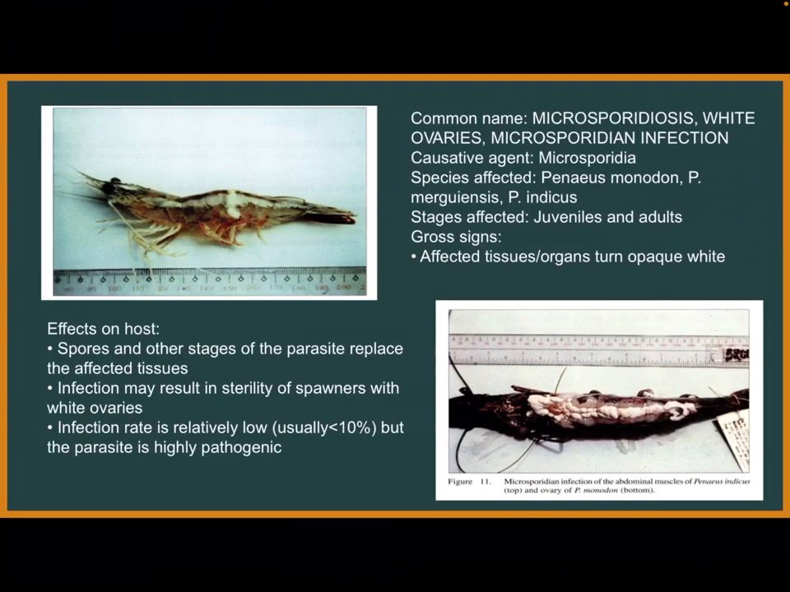As you can see in the image, the tissue or organ of shrimp turns opaque white, while its effect on host is that spores and other stages of the parasite replace the affected tissues. We can see it in the second image. The microsporidian infection of the abdominal muscles of Penaeus indicus and ovary of Penaeus monodon. The tissue is replaced with the parasite.